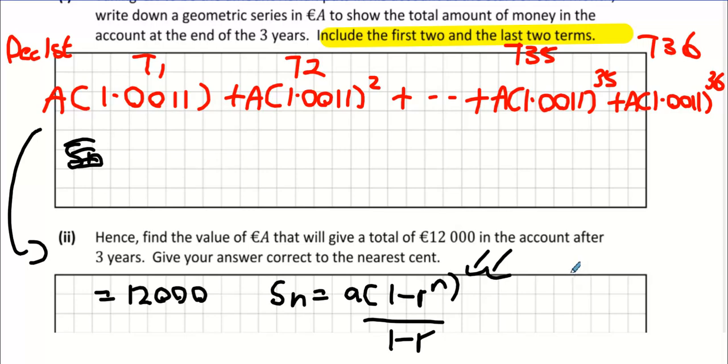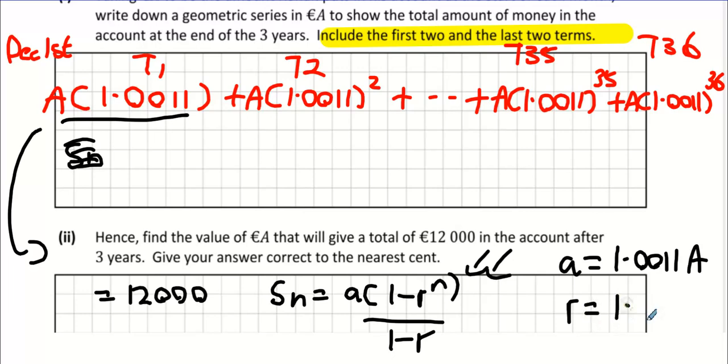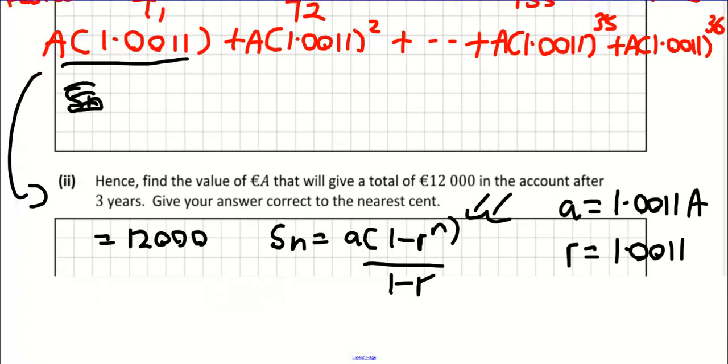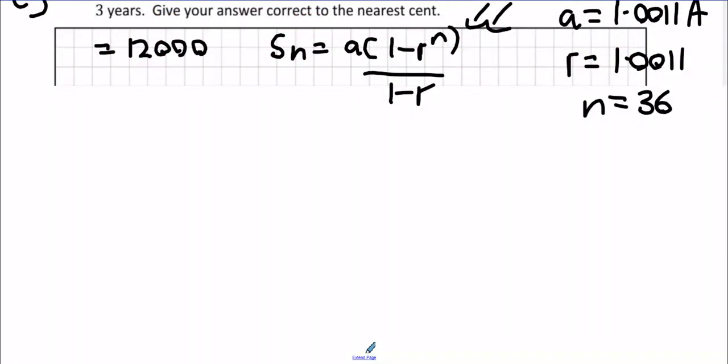Next thing, what we're going to do. What's the a value? The first term? So 1.0011 A. What's your r value? 1.0011. Yep. n is 36 because it's 36 individual payments. You would have killed for a question like this in your junior and your leaving cert this year, wouldn't you? Yeah. I think we'd all be pleasantly surprised. Sn is 12 grand, isn't it?